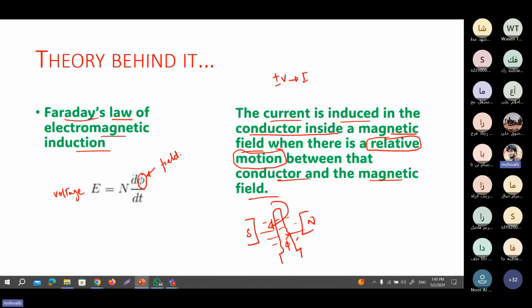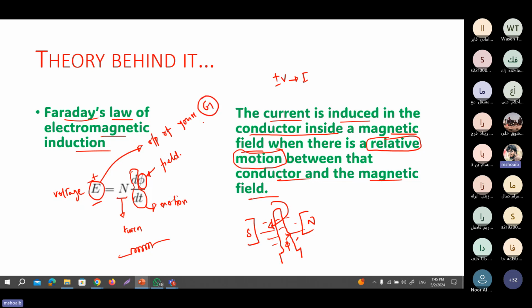And this d by dt is denoting that there is a motion because it's changing with respect to time, isn't it? And this n is the number of turns, because this conductor is actually a coil. So the more turns you provide, the more voltage it will generate. This voltage is the output of our generator. So this is the theory behind it.